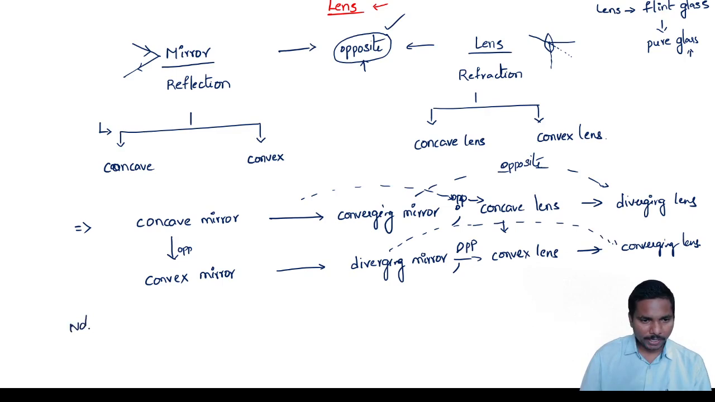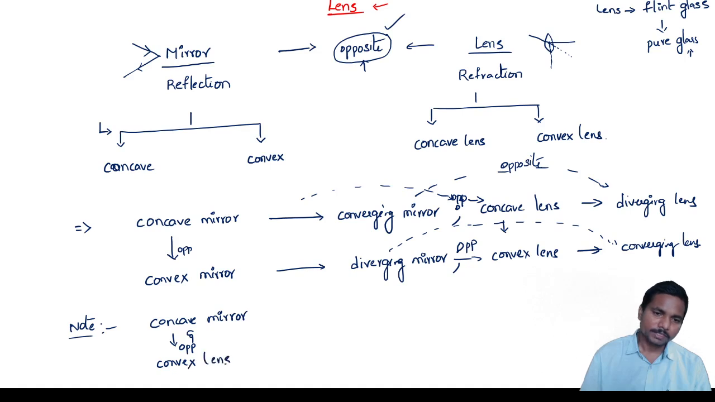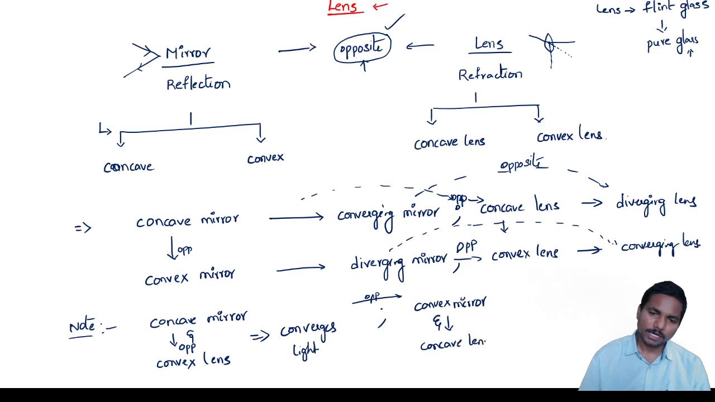So we can finally make an important note. Which converge and which diverge? The concave mirror and, opposite to it in the lenses, the convex lens: both converge light. In the same way, the convex mirror and the concave lens, which are opposites, both diverge the light.